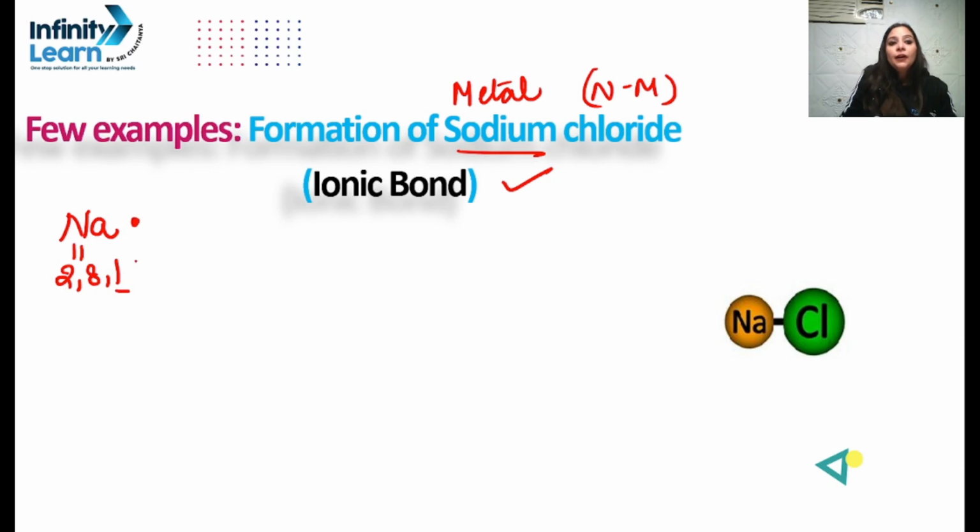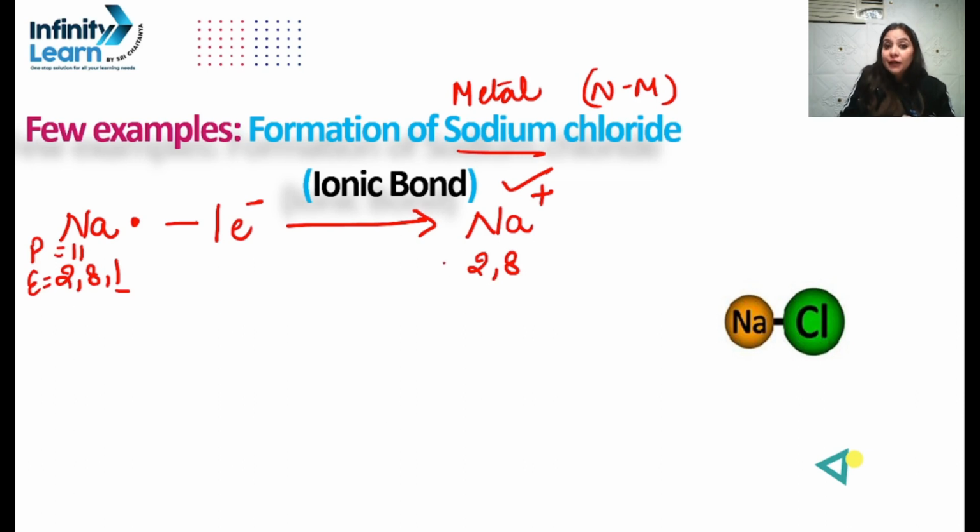Now sodium, for becoming stable or to achieve octet, what will it do? It will lose its one electron. So minus one electron. When it loses one electron, it will form Na positive. Why? Because here the configuration becomes 2,8. But protons were earlier 11 and even the electrons were 11. But after losing, the electrons became 2,8 and protons remain 11.